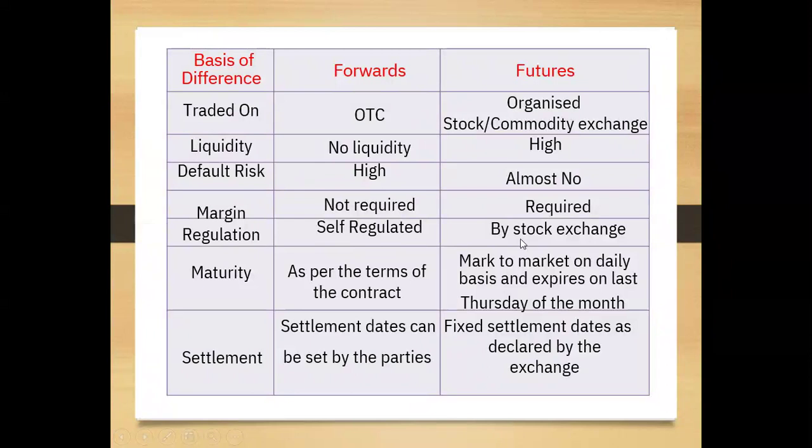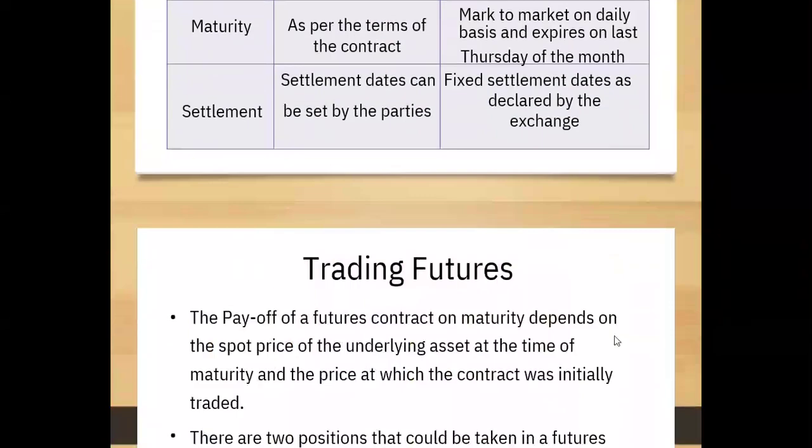Regulation: forwards are self-regulated, while futures are regulated by the stock exchange. Maturity is as per the terms of the contract for forwards, while futures are marked to market on a daily basis and expire on the last Thursday of the month. Settlement dates can be set by the parties in forwards, while futures have fixed settlement dates as declared by the exchange.